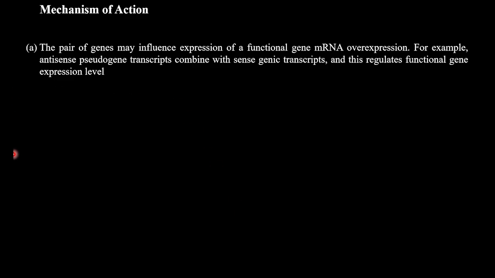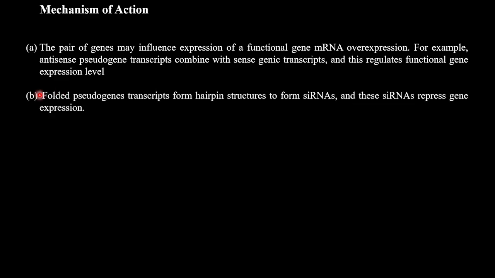So the mechanism of action, if you talk about, for example, antisense pseudogene transcript, just like the siRNA. It can combine with the sense genic transcript, and this regulates the functional gene expression level. How come? Because if this antisense sequence is binding to this sense sequence, this sense sequence cannot form the protein, and that's how they can regulate the functional level.